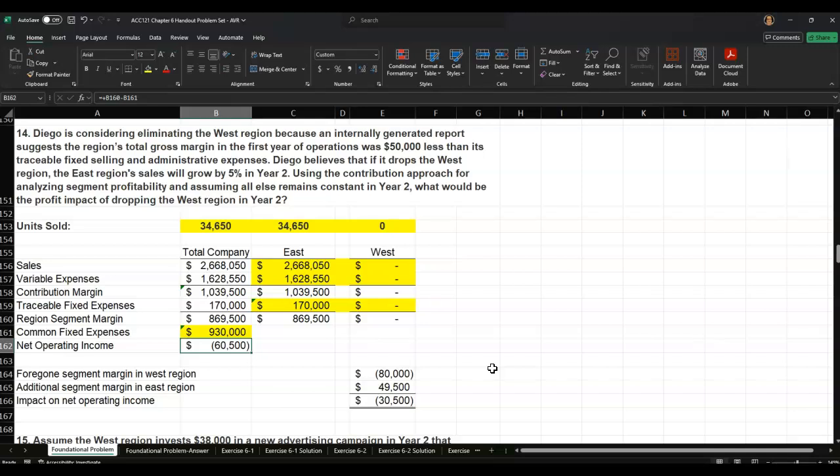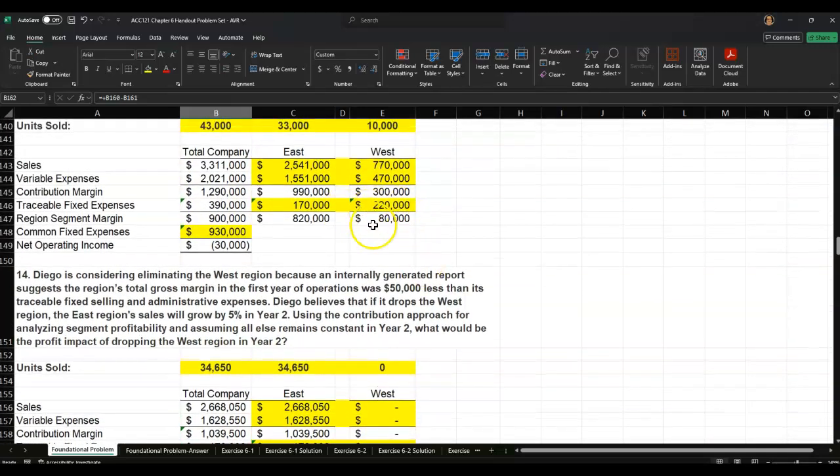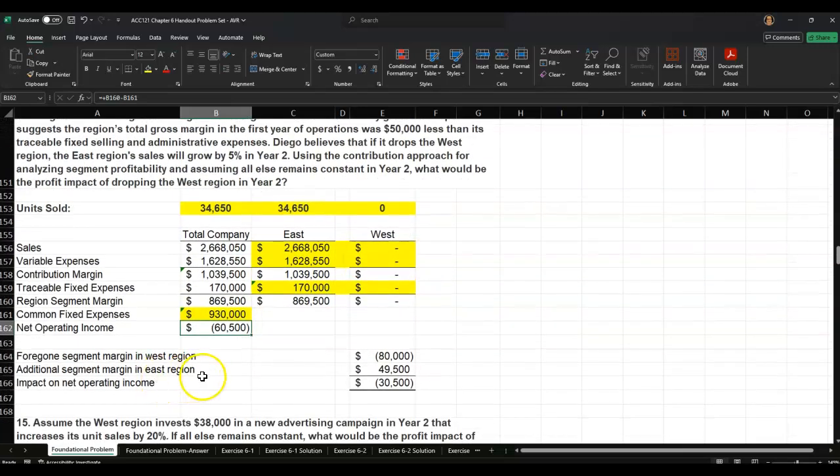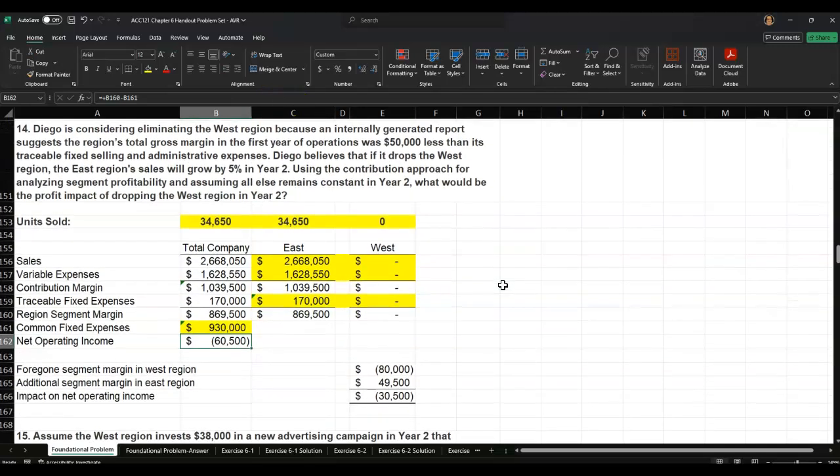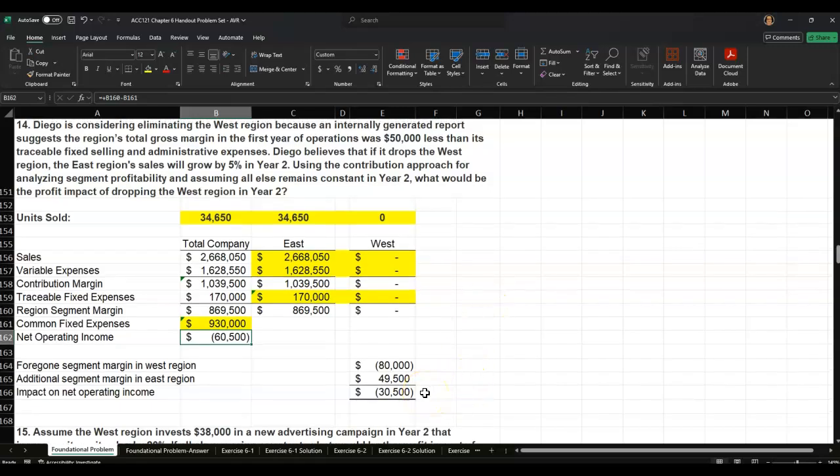Okay, so the foregone segment margin in the West region is that 80,000. That's this number right here that we just calculated on the previous question. Okay, the additional segment margin in the East region is simply the 689.5 minus the 820. Okay, so the impact on net income is a reduction of $30,500. So, should we get rid of the West region? I wouldn't.